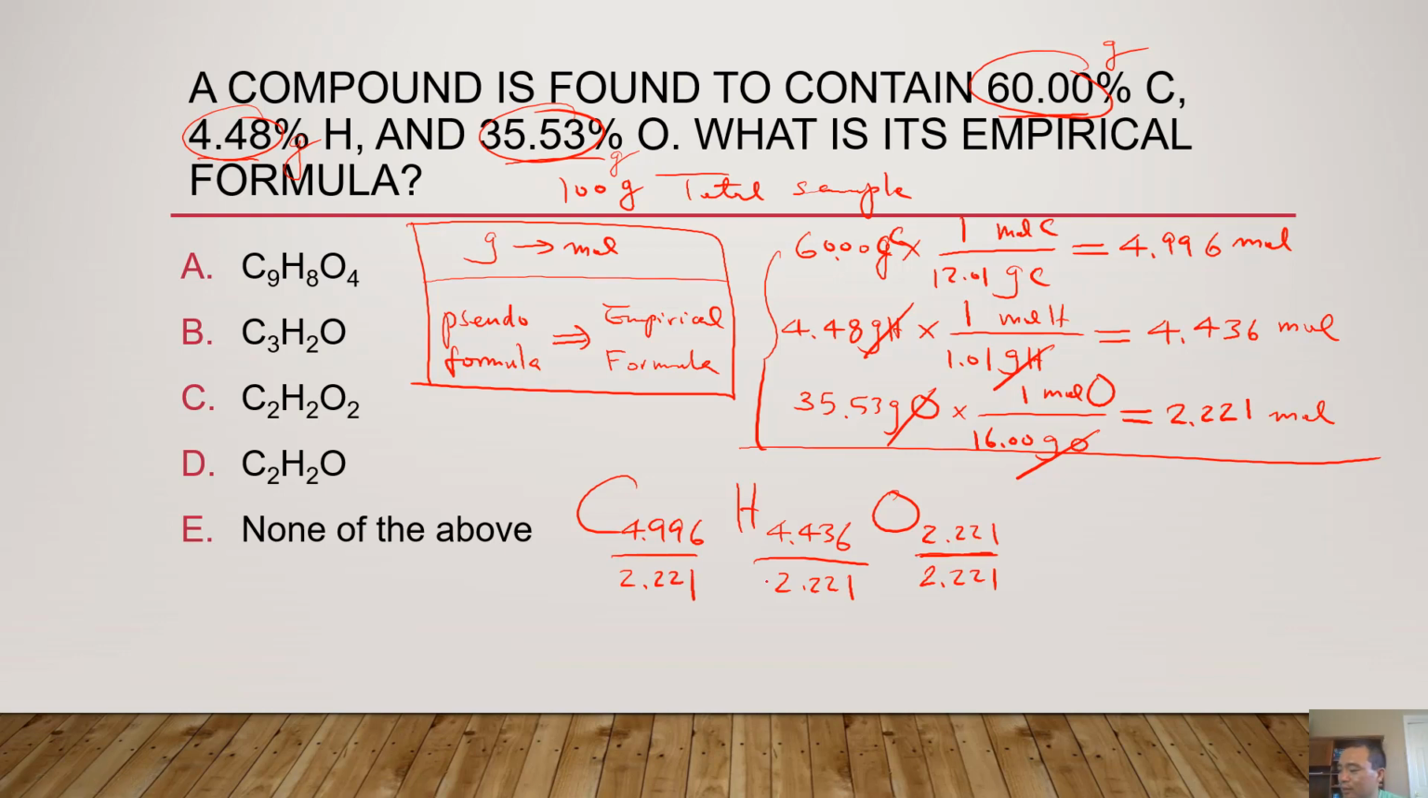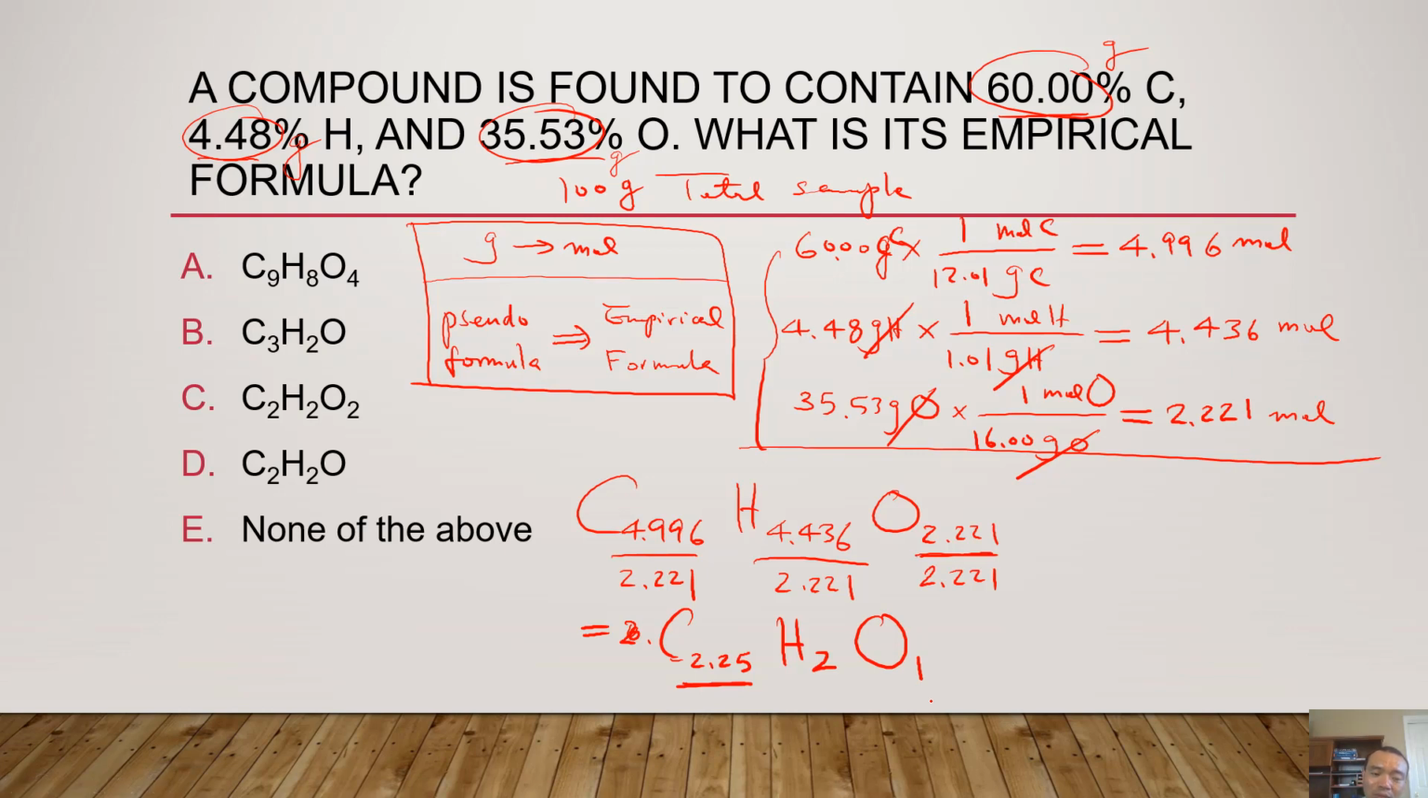All right, so this gives us carbon 2.25, H you have 2, oxygen you have 1. Hey, remember, we cannot round 2.25 to 2 because 2 and 2.25 is not close enough. Okay, if you see 2.25, you actually multiply by 4, it will become a whole number.